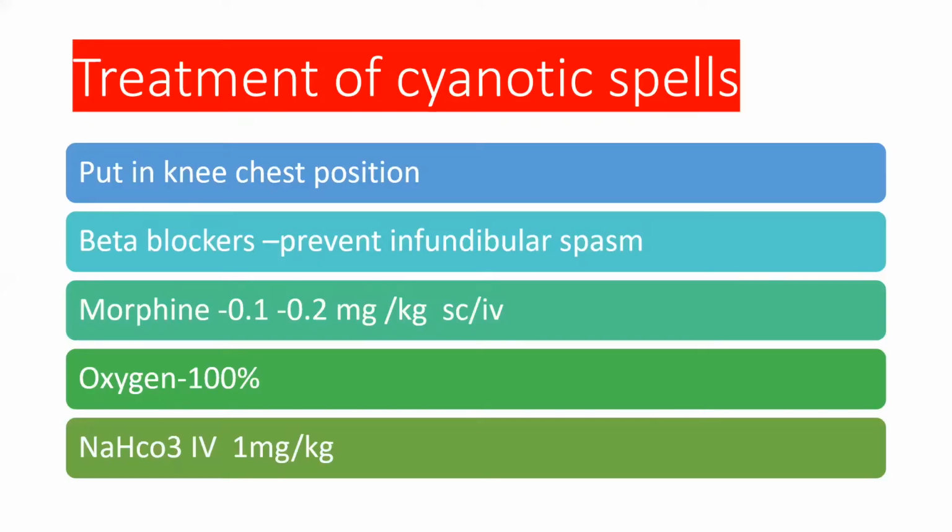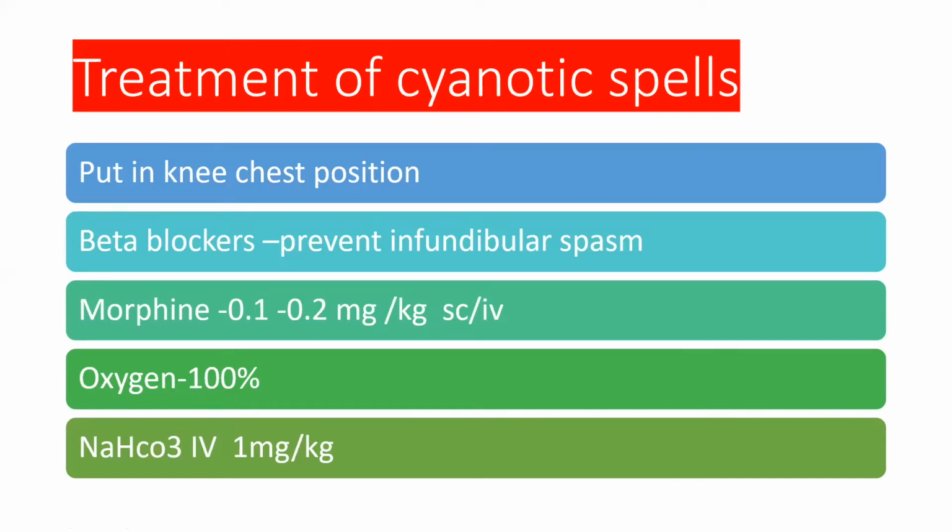Now, how do you treat a cyanotic spell? Like we said, put in knee chest position, which both the mother and the child learn by themselves. Beta blockers can be given. Pediatricians do give beta blockers for infundibular spasm. Morphine is another drug that is given to calm the child and also to decrease the infundibular spasm. 100% oxygen is given and a bicarb is given for the acidosis.